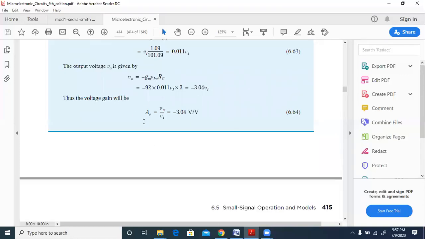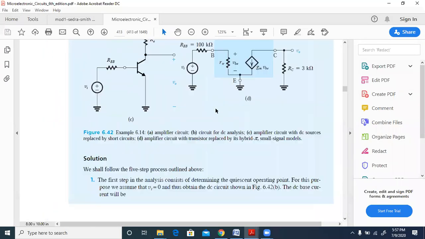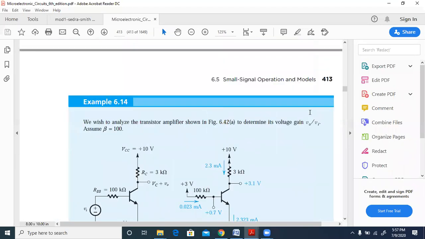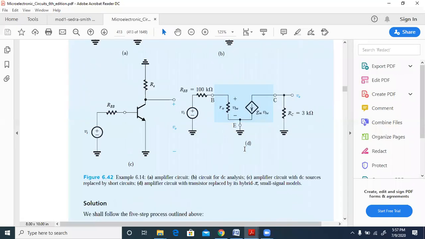So VI you take this side, then you'll get AV is equal to V0 by VI is equal to minus 3.04. Thus, we get the amplification which is needed, V0 by VI. That is what is asked in the question, right? What is V0 by VI? That will be minus 3.04. The minus is only because the current which is flowing here is downward. That current is naturally upward here because loop current will be like this, right? Because the arrow is downward, the current will be upward here because loop current direction is like this.